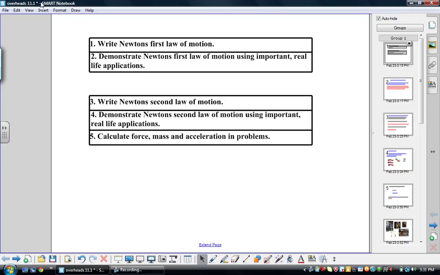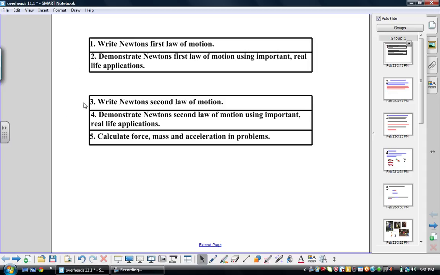This is a video summary of Chapter 11, Section 1 for Science 9 for Mrs. James's class, and this section of the chapter is covered in our first checkpoint for the chapter, and it's covering Newton's first and second law of motion. And here are the learning targets that are covered in this section.